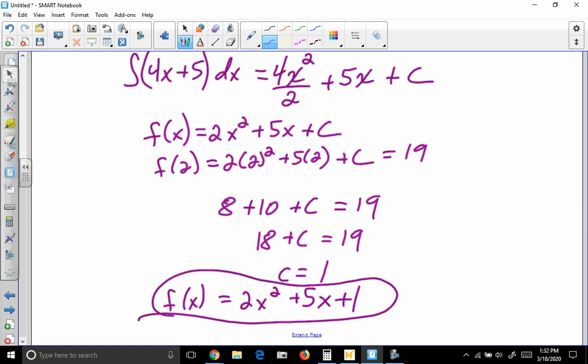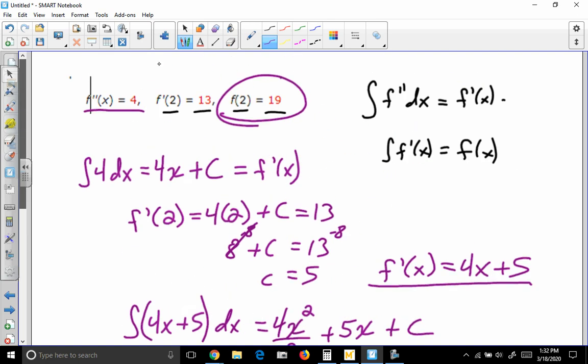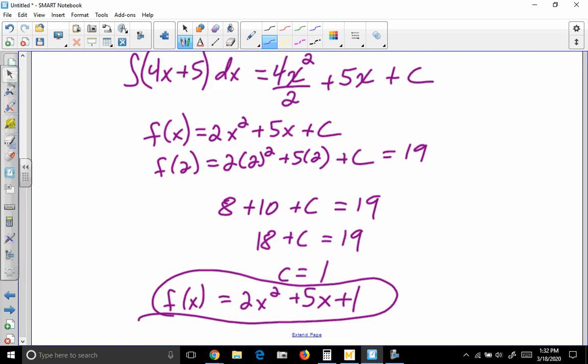So we started out with a second derivative, and we started out with a value, a point in the first derivative and a point on the original function, and we were able to come up with what f is.